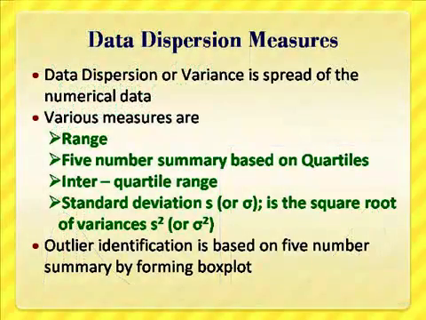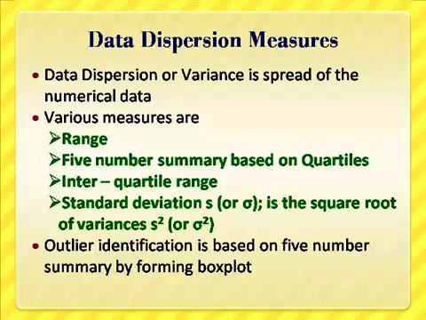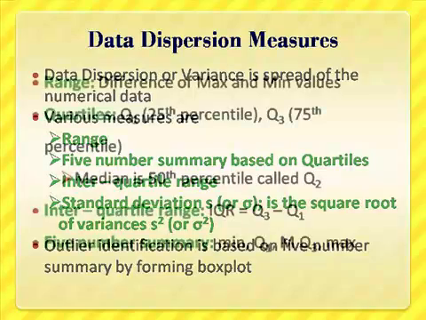Different kinds of dispersion measures. Data dispersion, or variance of the data, is the spread of the numerical data. Data dispersion measures are range, the 5-number summary based on quartiles, the interquartile range, and the standard deviation. Outlier identification is done by plotting a box plot based on the 5-number summary. Suppose we have n data elements x1, x2, and so on up to xn, which are observations arranged in sorted order for an attribute.